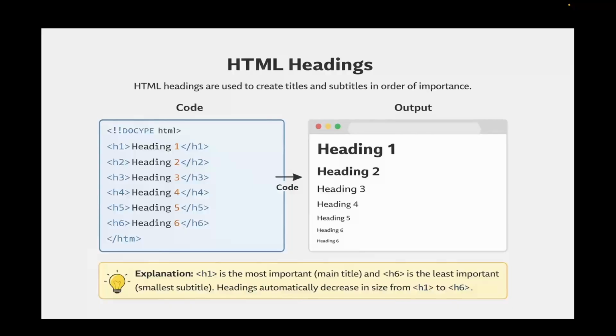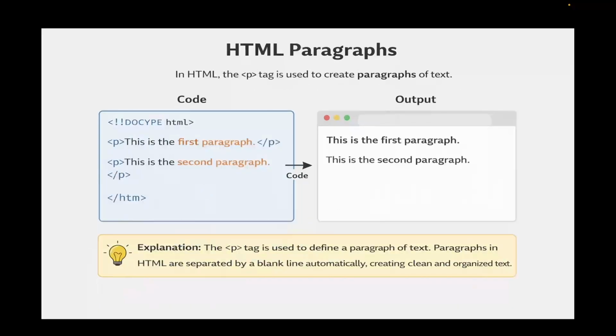Let's see some HTML tags. First is the HTML heading. It is used to create titles and subtitles in order of importance. Like H1 is the most important, that is the main title, and H6 is the least important, smallest title. So headings automatically decrease in size from H1 to H6.